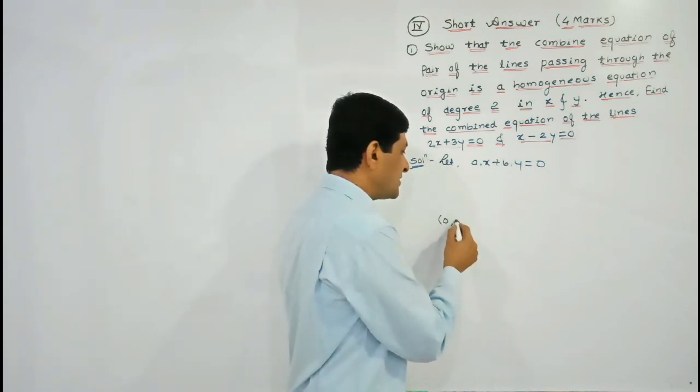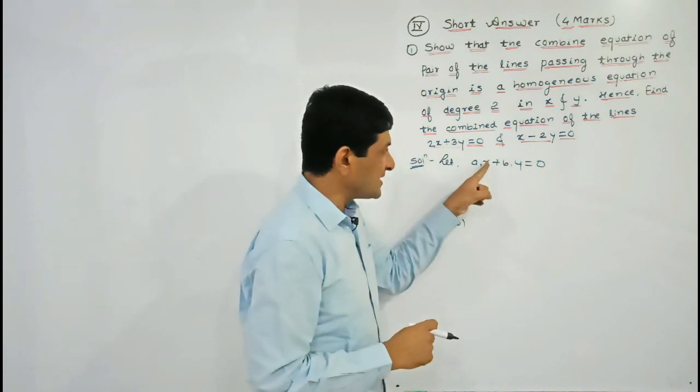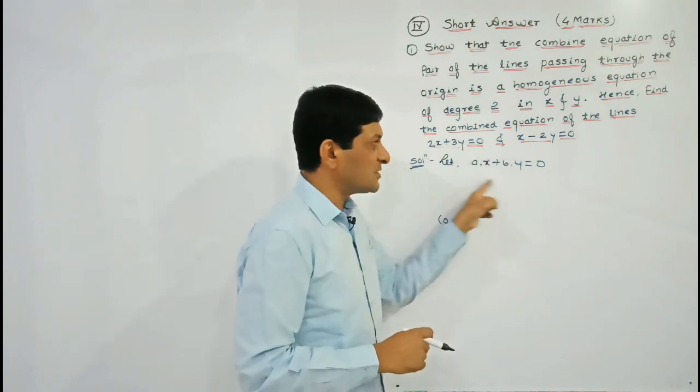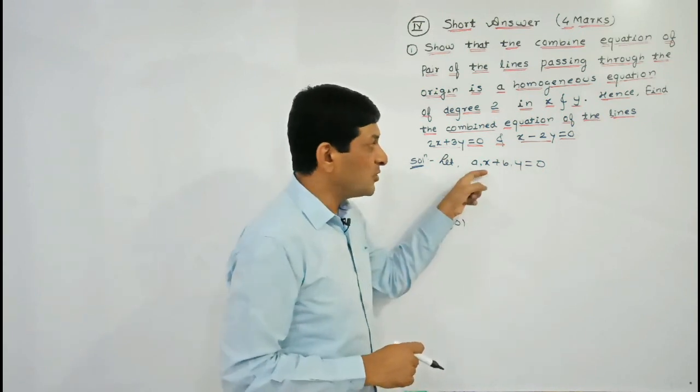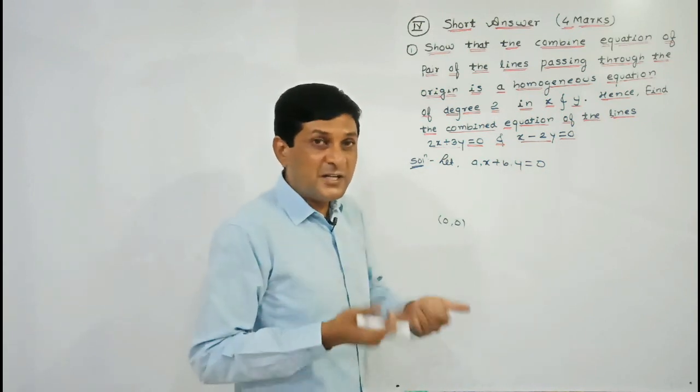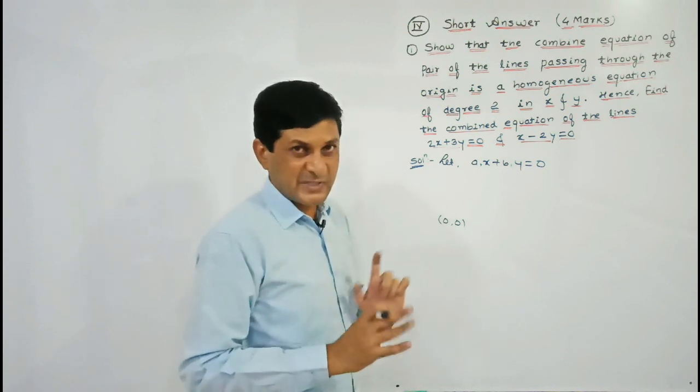Because the coordinates of the origin are what? 0, 0. If I replace x by 0 and y by 0, this side will become 0, which means left hand side is equal to right hand side, which means the coordinate of origin satisfies this equation. And when is it possible? If the constant term is absent, isn't it?